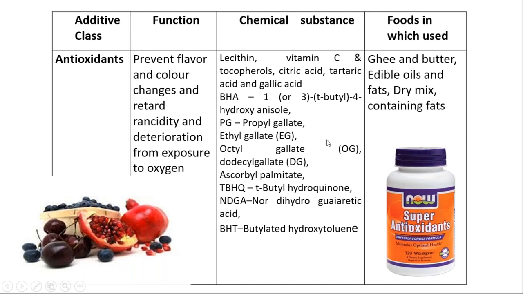The natural antioxidants include vitamin C or ascorbic acid, vitamin E, the tocopherols, lecithin, citric acid, tartaric acid, and gallic acid. Among the synthetic antioxidants, the most commonly used are BHA, that is tertiary butyl hydroxyanisole, TBHQ, that is tertiary butyl hydroquinone, and BHT, which is butylated hydroxytoluene. We also have compounds such as the gallates, propyl, ethyl, and octyl gallate, which are used as antioxidants.